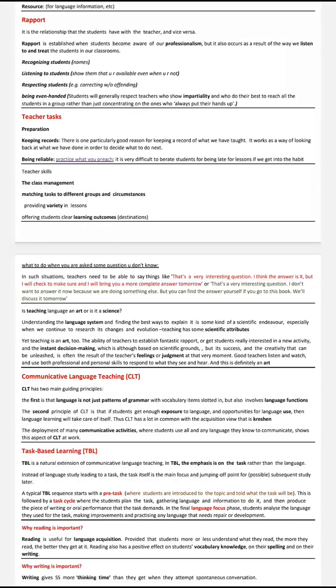Teacher skills. Class management, matching tasks to different groups and circumstances, providing variety in lessons, offering students clear learning outcomes, and destination.